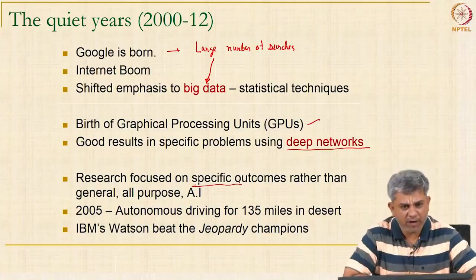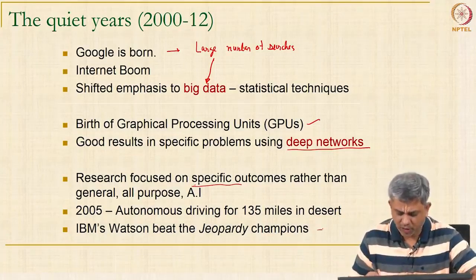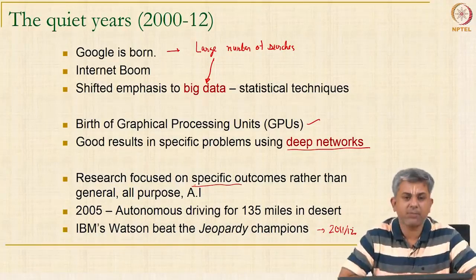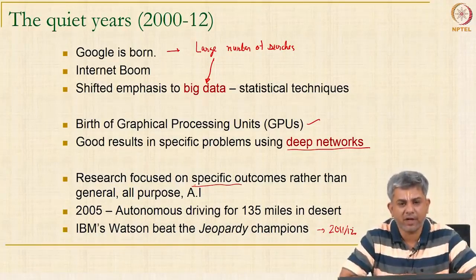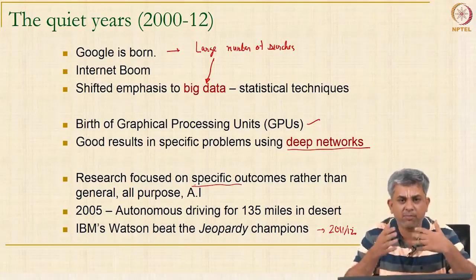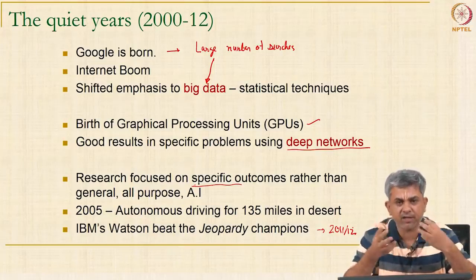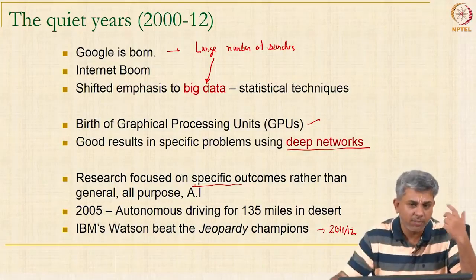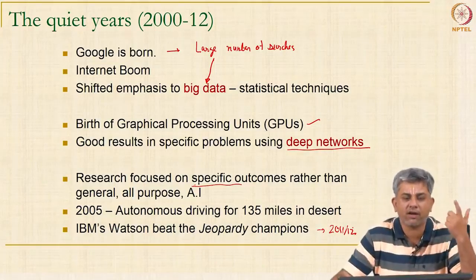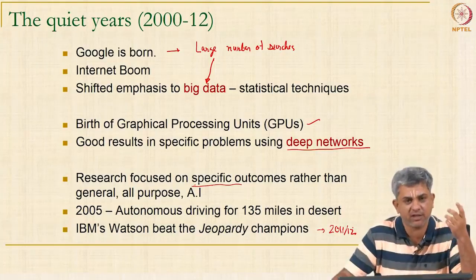Also one important result, I think this was in 2011 or 2012, I am not sure: IBM's Watson beat the Jeopardy champion. This is a quiz show and it is a non-trivial quiz show. It is not a simple language show. It has puns, it has plays on words. So the machine needs to understand more than just words, to have a human sense in some sense.